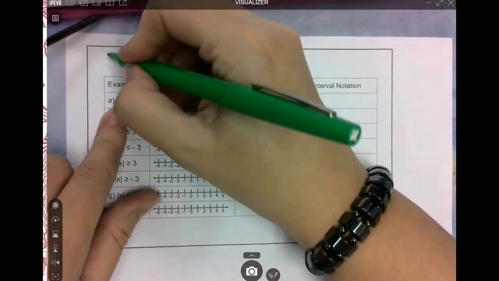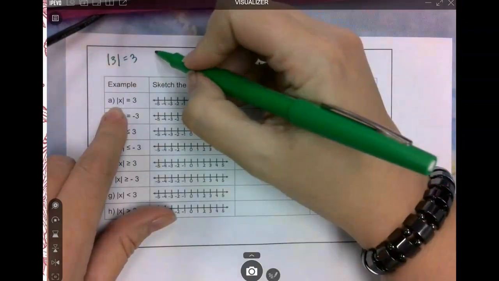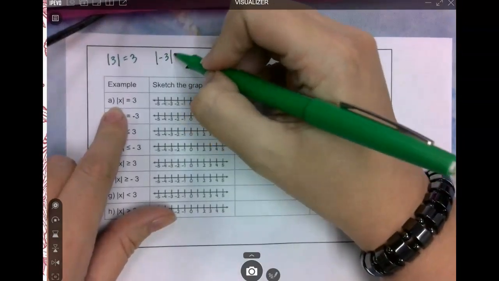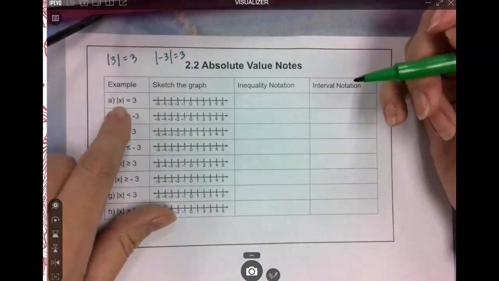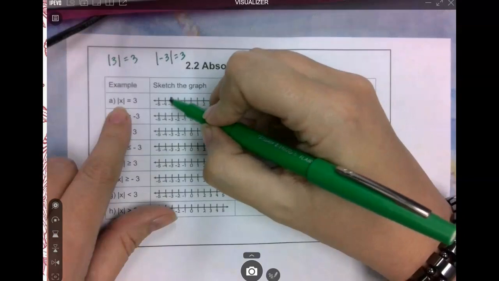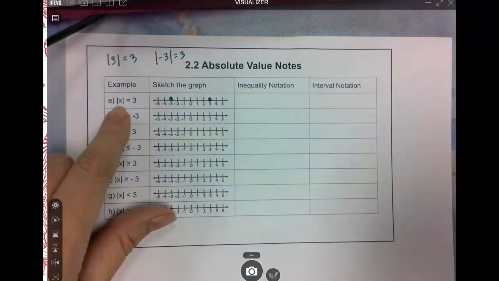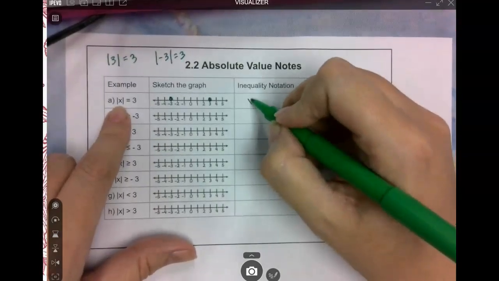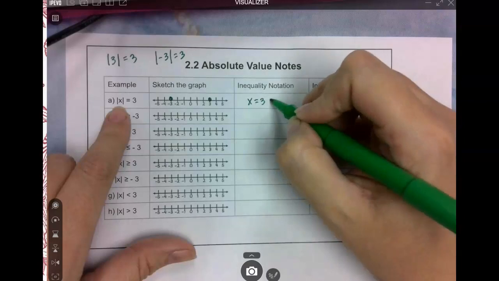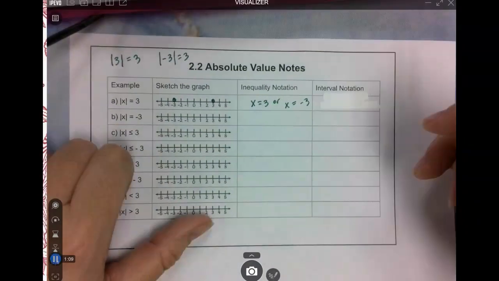So the absolute value of 3 equals 3, and the absolute value of -3 equals 3, right? So this is going to have two different numbers. -3 will work, and +3 will work. So one way to write this, in my inequality notation, it would literally just be x equals 3 or x equals -3. Both of those work.